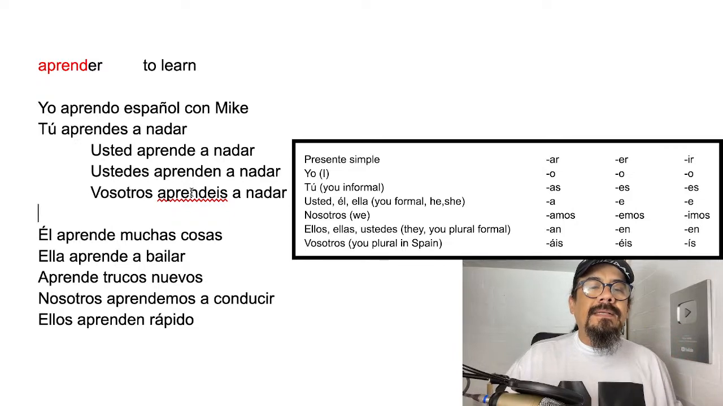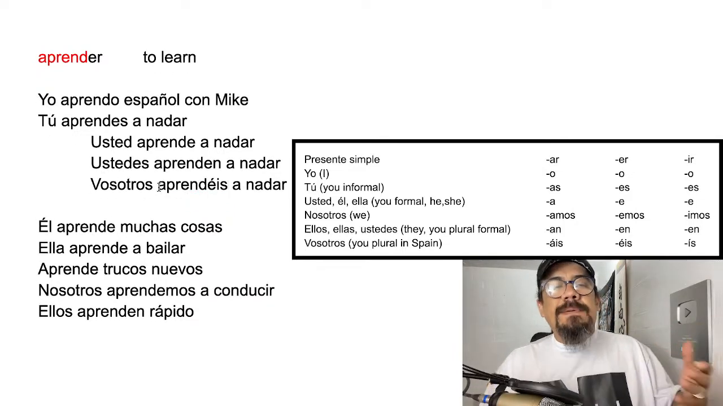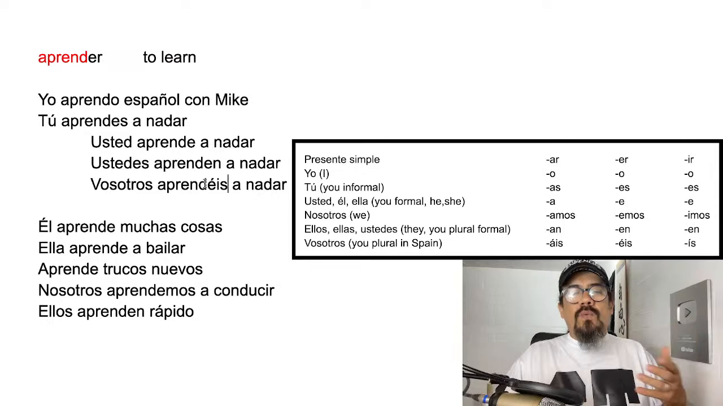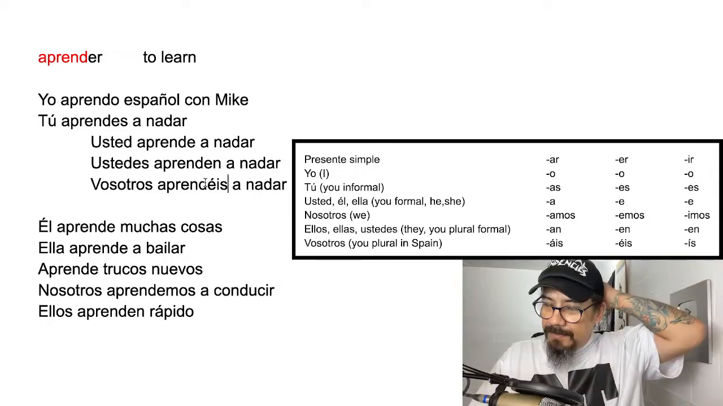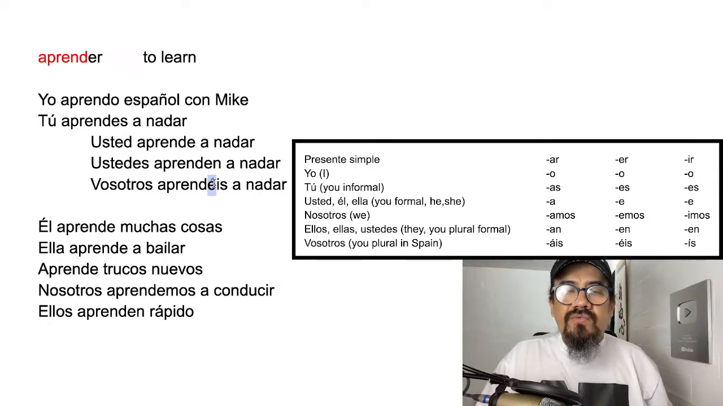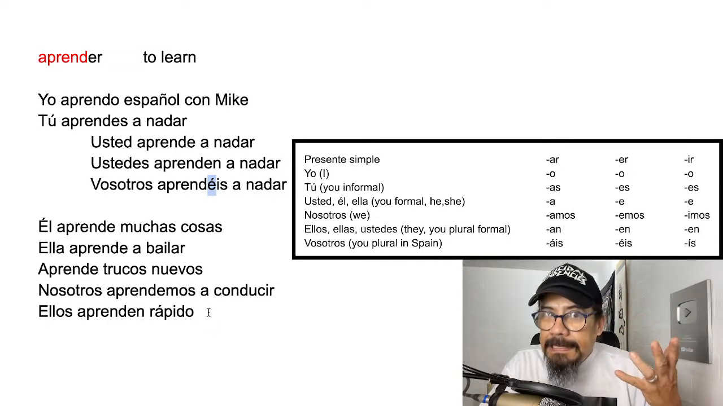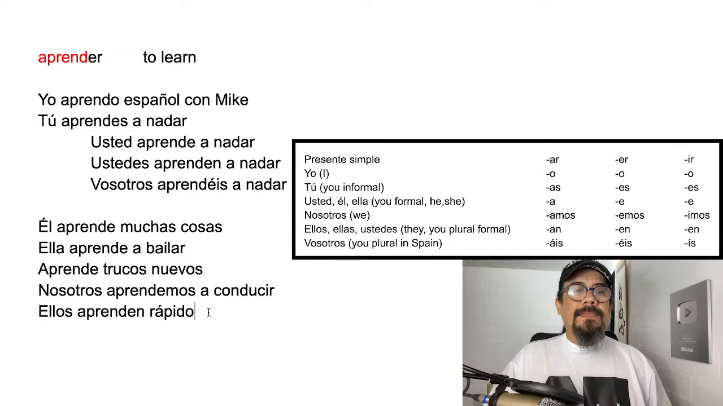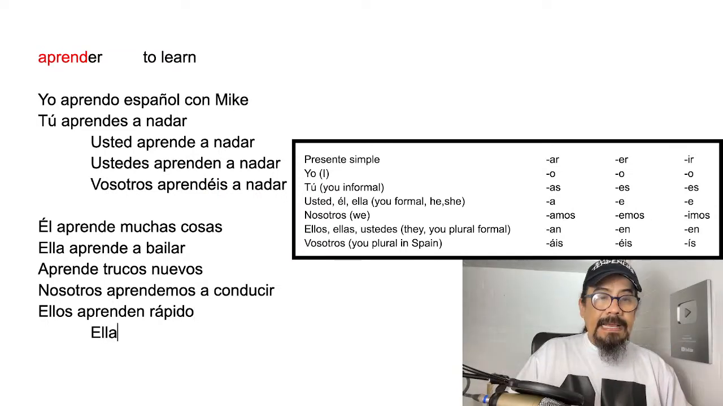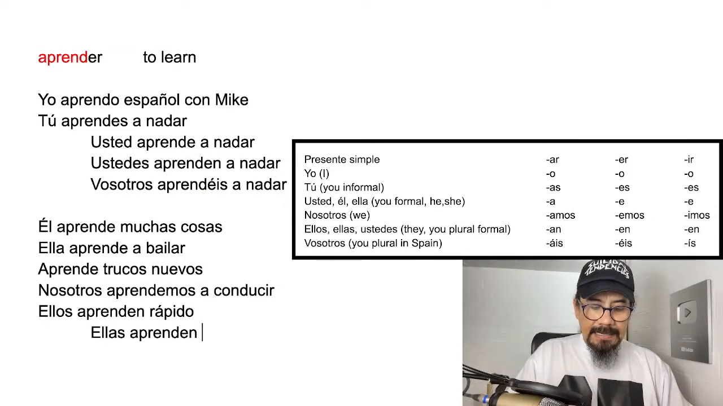Aprendéis. Shoot. Yeah, I'm not from Spain, so this is not a word that I use so often. That's the reason why I'm having trouble with the accent here. Con la tilde. And ellos would be ellas aprenden rápido.